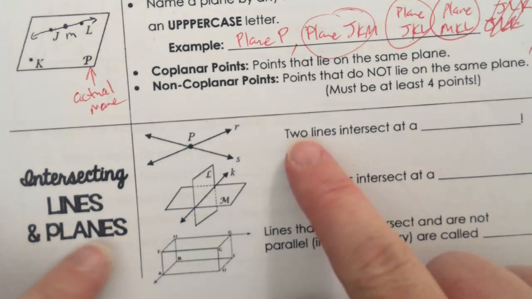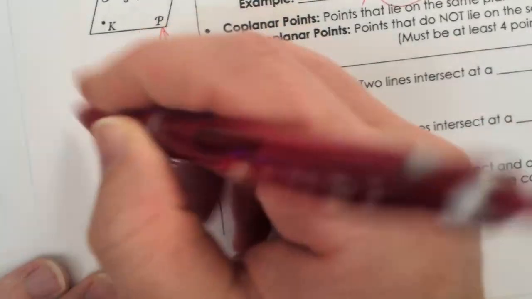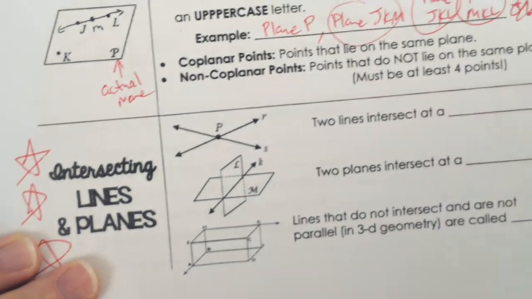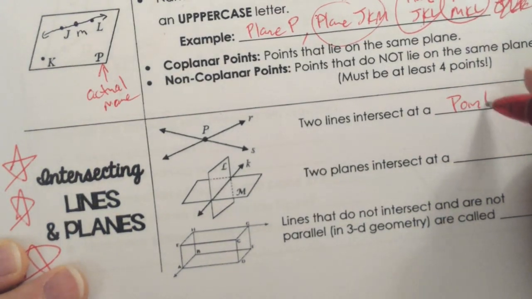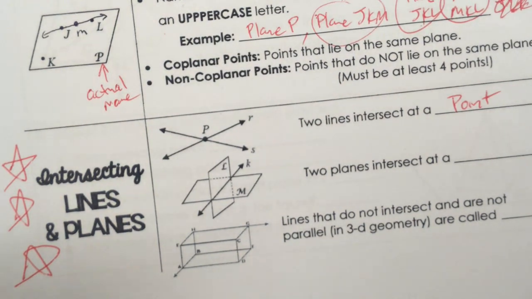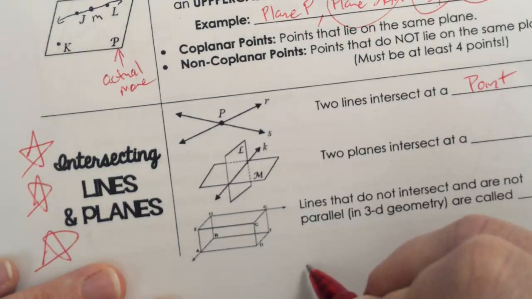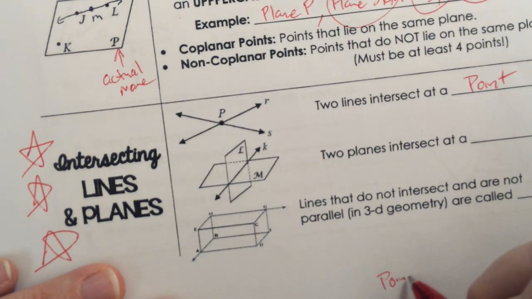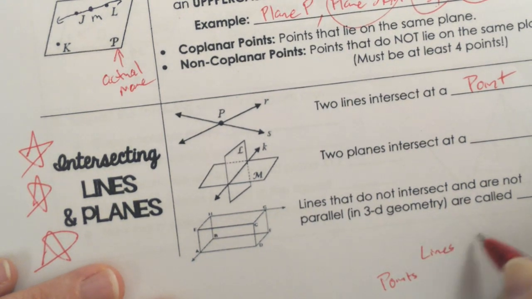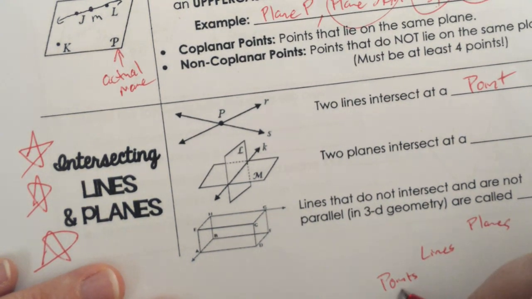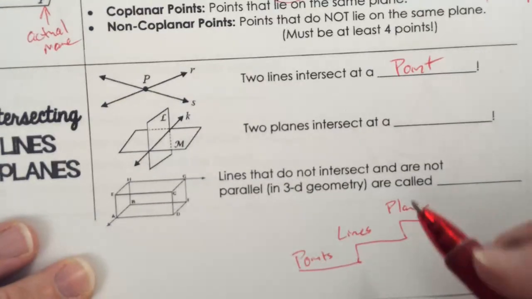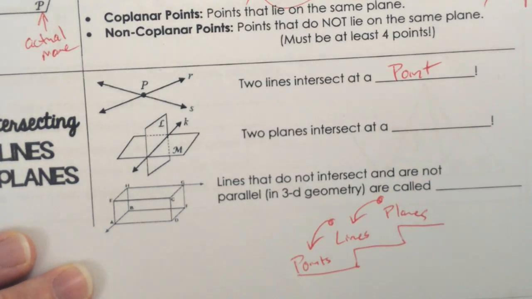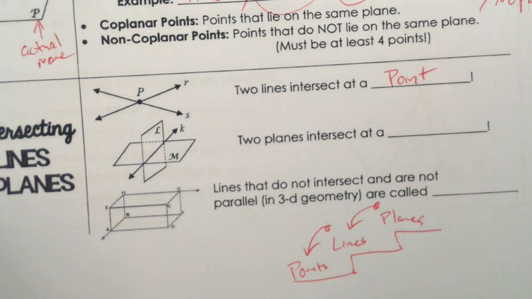Okay, this is super important right here. 2 lines intersect to make a point. So basically, you know how you have points, lines, and planes? Basically, it takes a step down. 2 lines intersect to make a point. 2 planes intersect to make a line. So just giving you an idea there. Okay, so think about that.